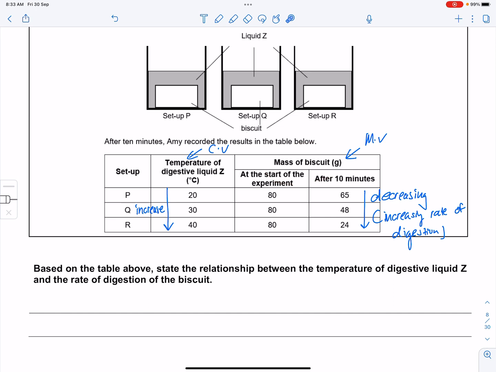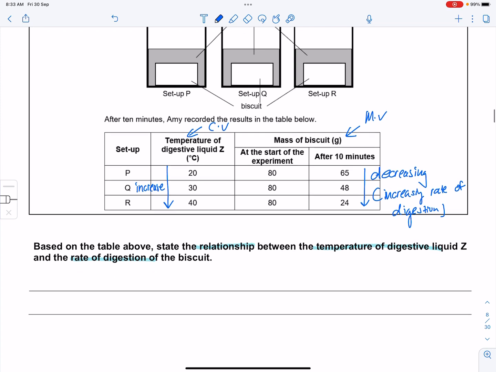So just like how I explained to you, even the question is asking for relationship between temperature and rate of digestion. You see, they do not ask you for mass of biscuit. You realize that? Because mass of biscuit is a proxy. So how would you say this?